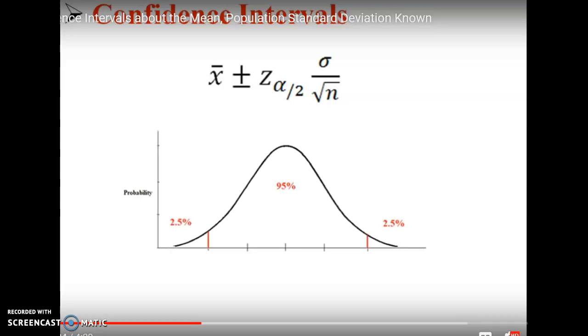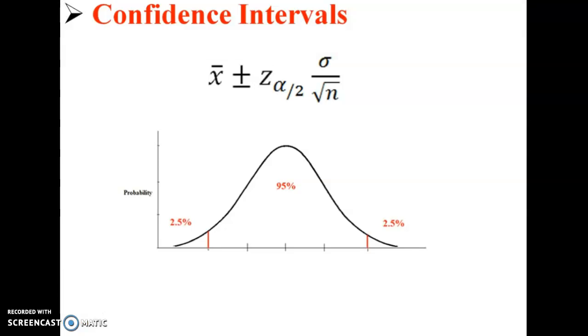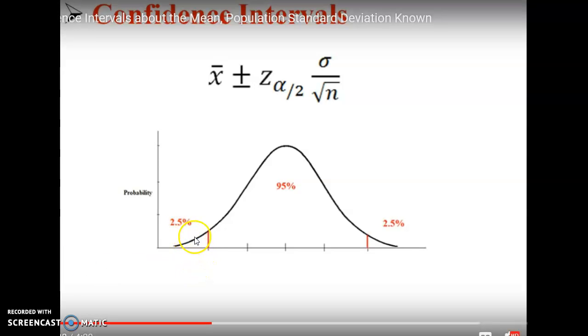X bar you already know. Sigma you already know. Square root of n you already know. So you just have to figure out what this z part in the middle is. And all it really is, it's a particular z number based on how confident you want it to be. So suppose we want to be 95% sure. That means we're 5% unsure. So if you take 2.5% at this tail, 2.5% at that tail, that's 5%. That's 5% over 2. So we're going to be 2.5% unsure at either end.